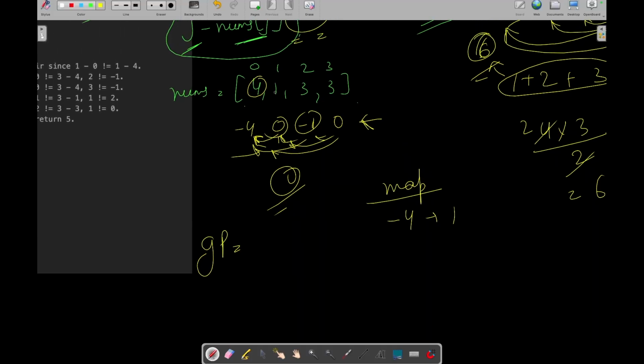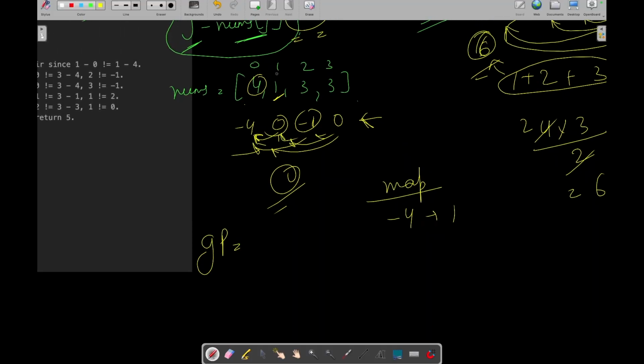Okay, now we are at this 1 minus 1, 0. Now we will check whether 0 exists in the map. No, it means no good pair exists. So we will store this 0 with frequency 1. Now we will check for this 2 minus 3, minus 1. Does minus 1 exist in this map? No, it means no good pair exists corresponding to minus 1 till now. So we will store its frequency.